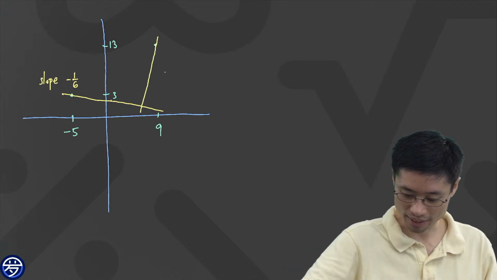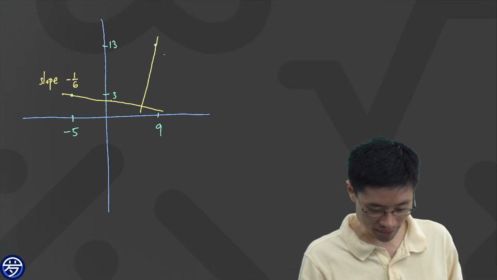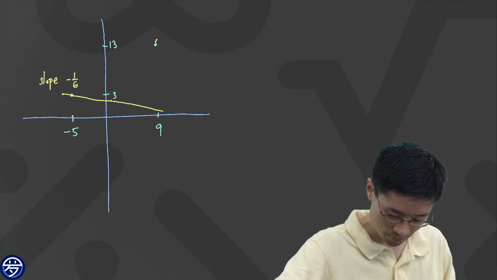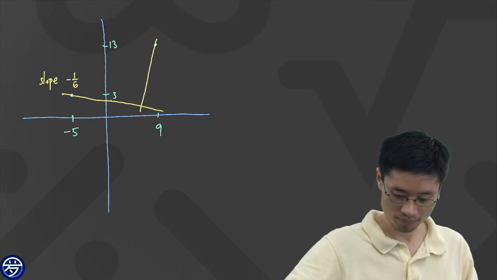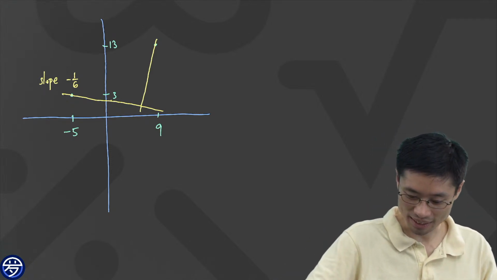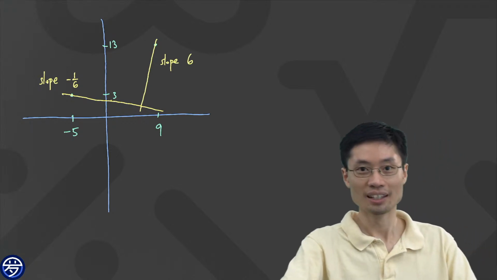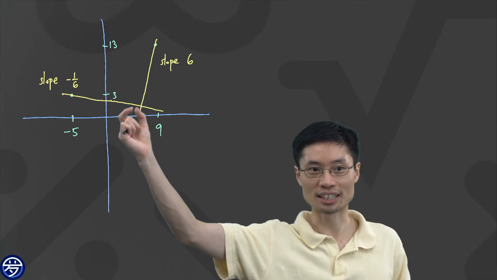Okay, and let's say, did that look perpendicular? Not really. Let's try again. Sort of. And this is slope 6. And the question is, where is the intersection point?